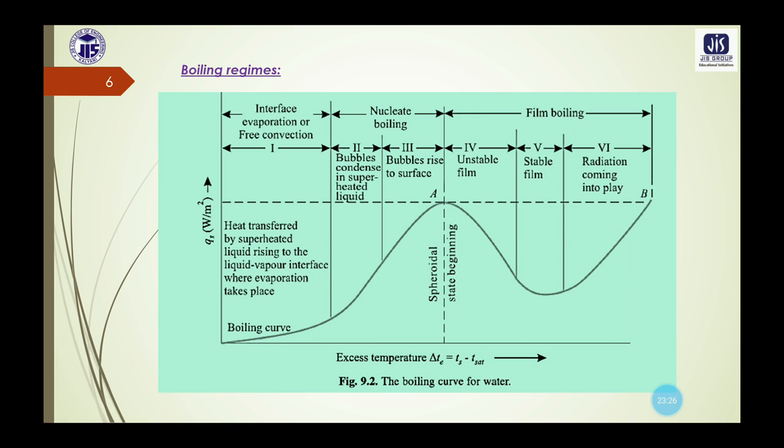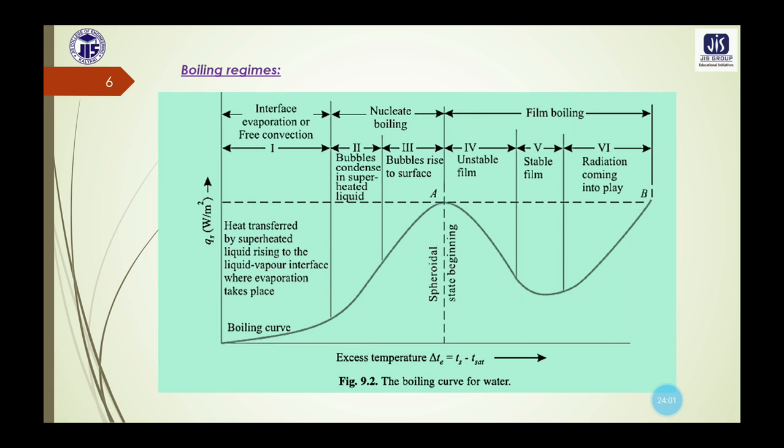Now the surface temperatures required to maintain a stable film are high, and under these conditions a sizable amount of heat is lost by the surface due to radiation, which is indicated in this zone 6. So at zone 5 we can see that the heat flux was the minimum, the lowest, but after that the heat flux again increases with the increase in the excess temperature.